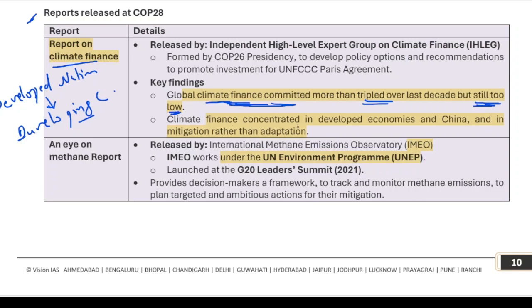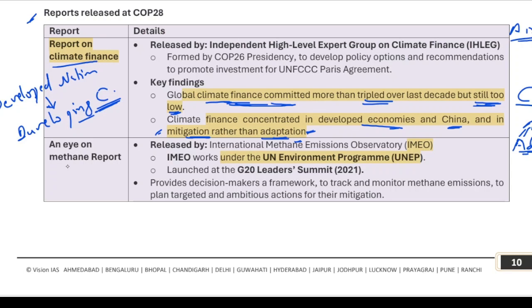Climate finance is concentrated in the developed economies. Climate finance should be distributed equally among developing countries, but it has moved to developed economies and China, not all the developing countries. Another thing is that it was mostly in mitigation rather than adaptation. What is mitigation and what is adaptation? You must have read in your static portion, but still, mitigation is when carbon dioxide is reduced from being emitted into the air. This is called mitigation. And adaptation is like, let this carbon dioxide go, but whatever the consequences, we will adapt. So this is called adaptation.